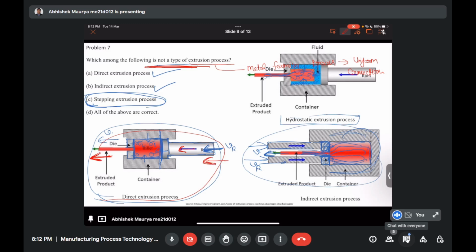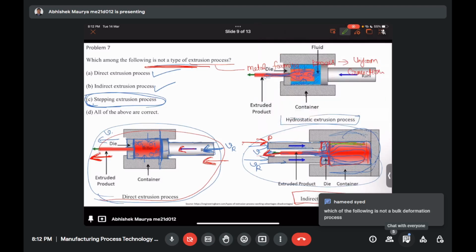Whereas in the next case, here we are giving the velocity to the ram towards the right side, but the product which is coming out is towards the left direction. So here the velocity of the ram and the velocity of the product are opposite. Therefore, it is the indirect extrusion process. It is happening because of the geometry of the die and container set which we have taken. Here we are squeezing the billet.